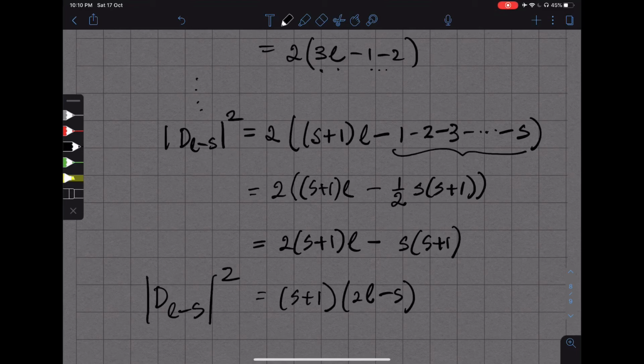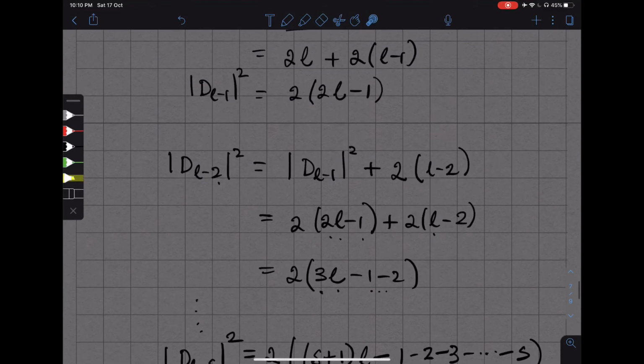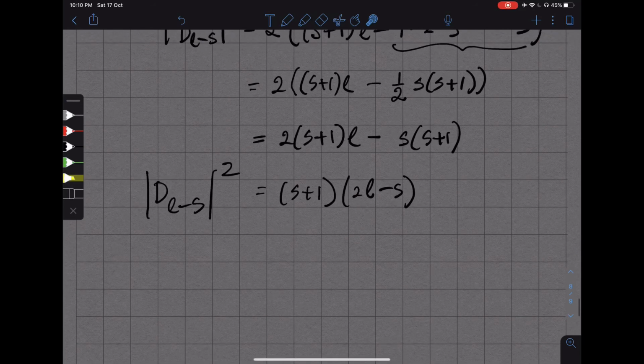Now, the thing is that S is a positive integer because it just counts the number of times that we have applied our lowering operator. So S is a positive integer.